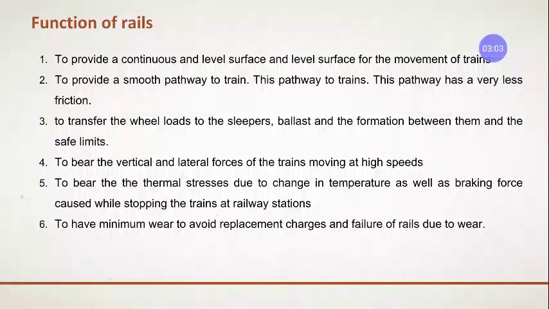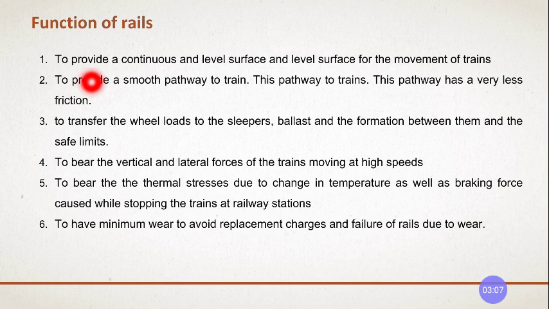So, what are the functions of rails? To provide a continuous and level surface for a free movement of trains. Second is to provide a smooth pathway to trains. This pathway has very little friction. It should be smooth so that the friction is less.